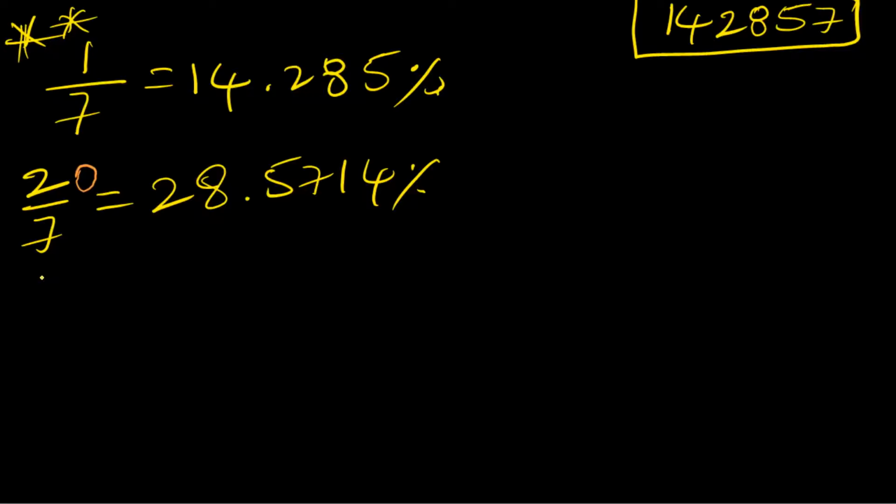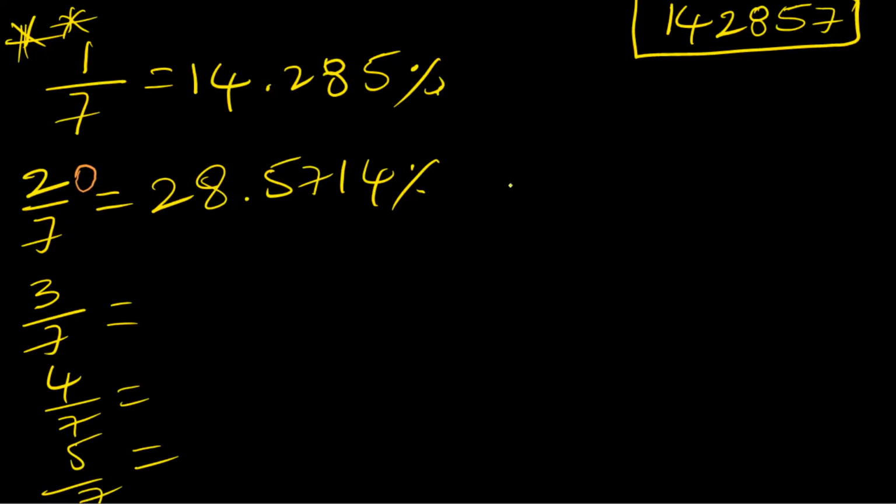Then go for 3 by 7. Four by seven and five by seven, then six by seven. Put 0 and 2.